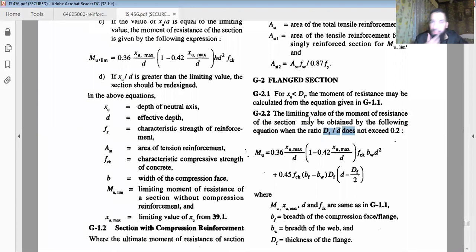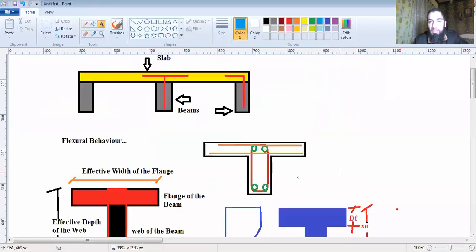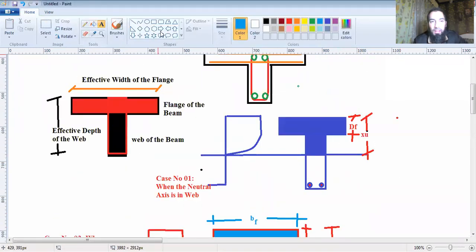Now, let me first explain to you what is d here and what is Df. I told you already you have this as the, now this is your d. Right from this point up till the center of this is your d, small d.